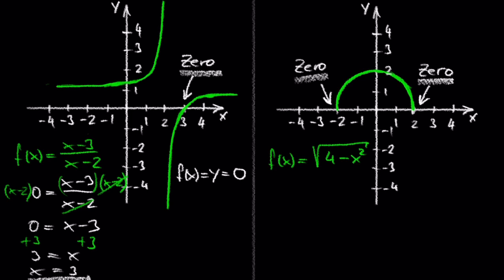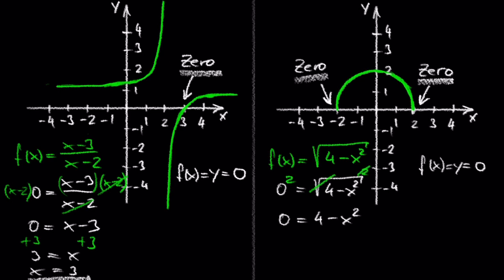Let's find the zeros of this function algebraically. Again, we just have to plug in 0 for f of x. So we can write 0 equals the square root of 4 minus x squared. After squaring each side, we get 0 equals 4 minus x squared. And after adding x squared to each side, we get x squared equals 4.